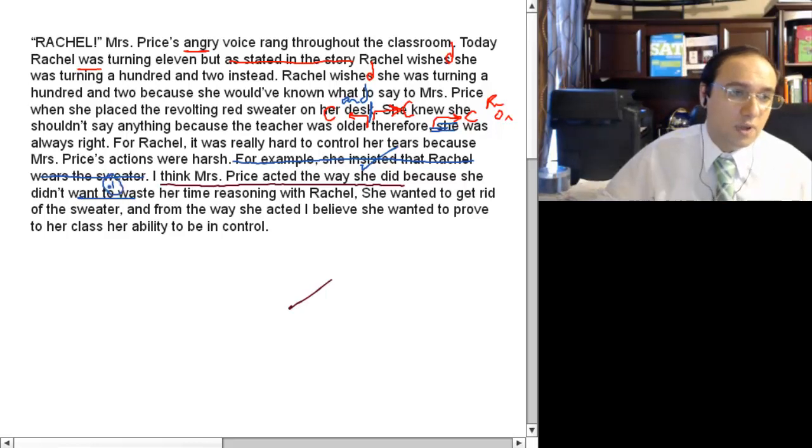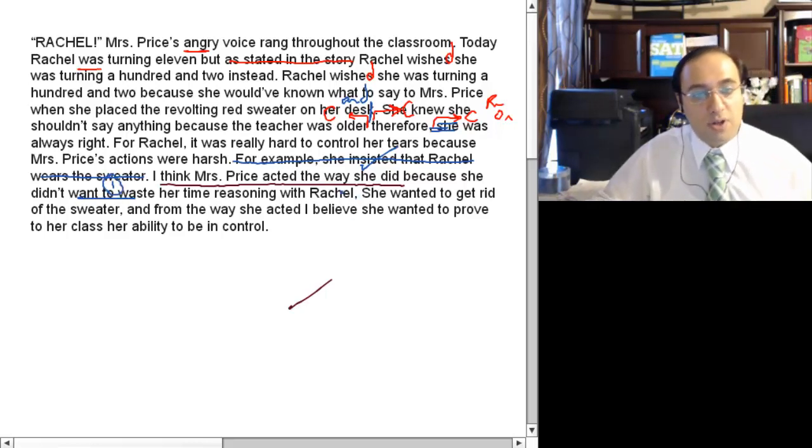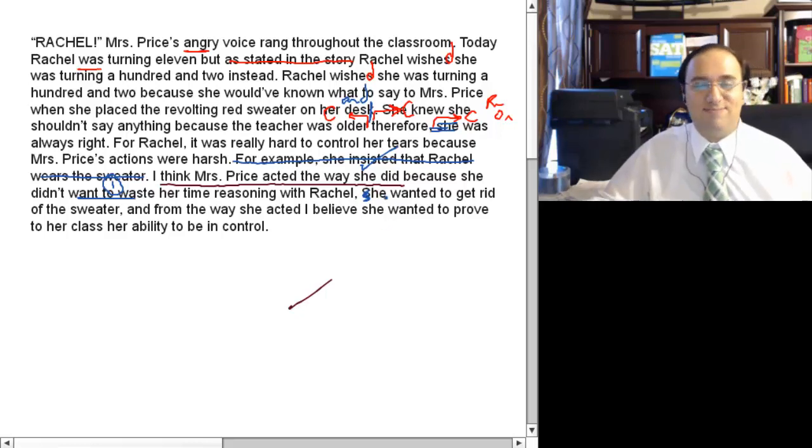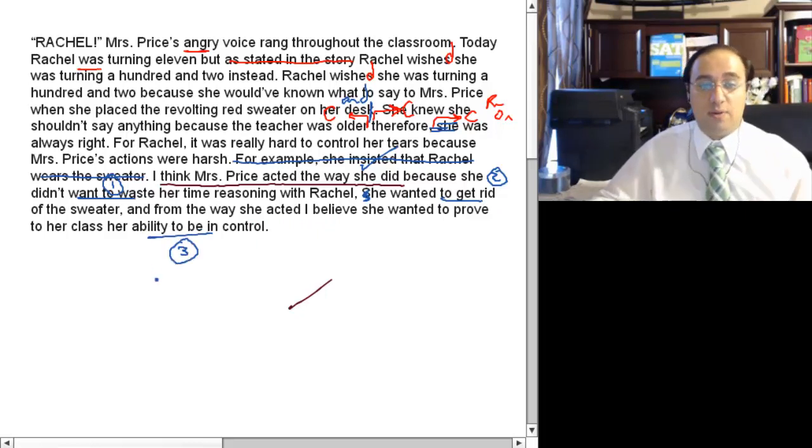That's number one. Reasoning with Rachel. Comma. If you're still going to use a comma, then it's not going to be an uppercase "she." She wanted to get rid of the sweater. That's number two. Comma and, the third one. From the way she acted, I believe she wanted to prove to her class her ability to be in control. That is number three.